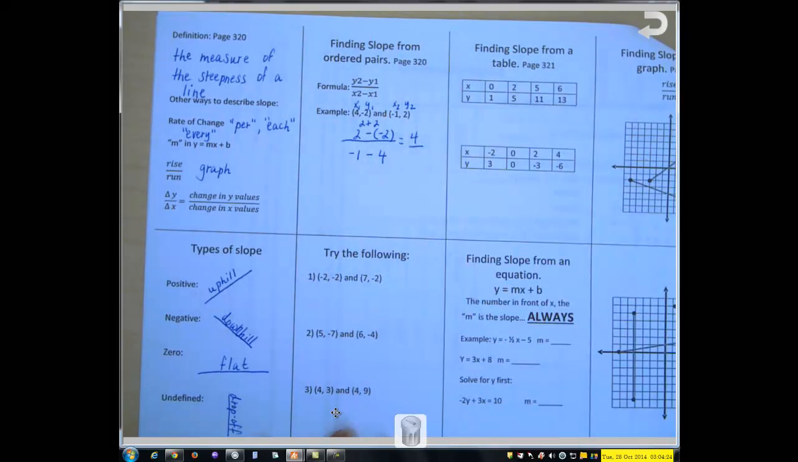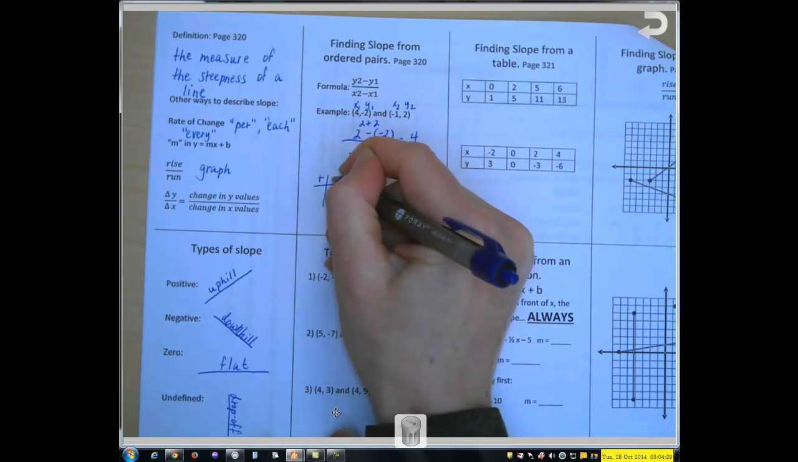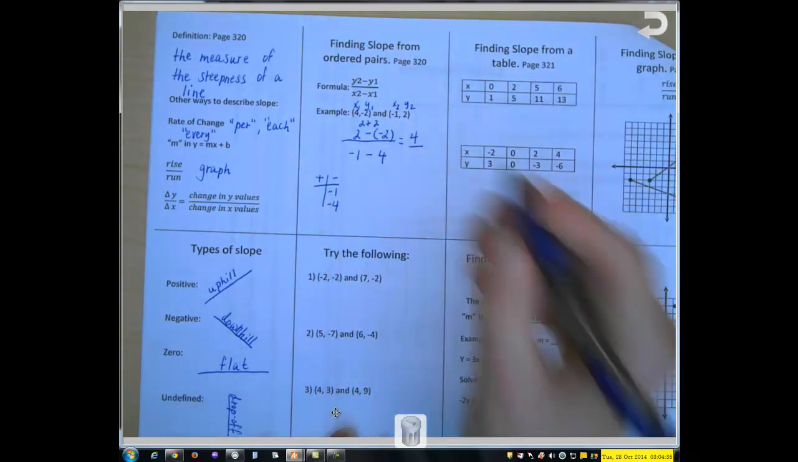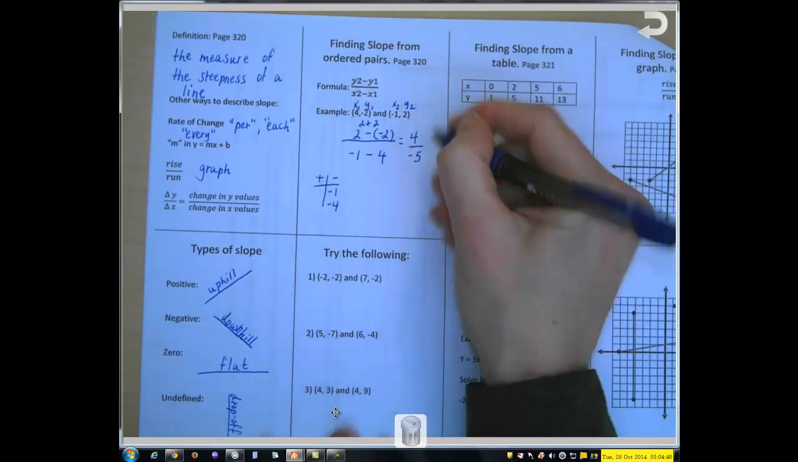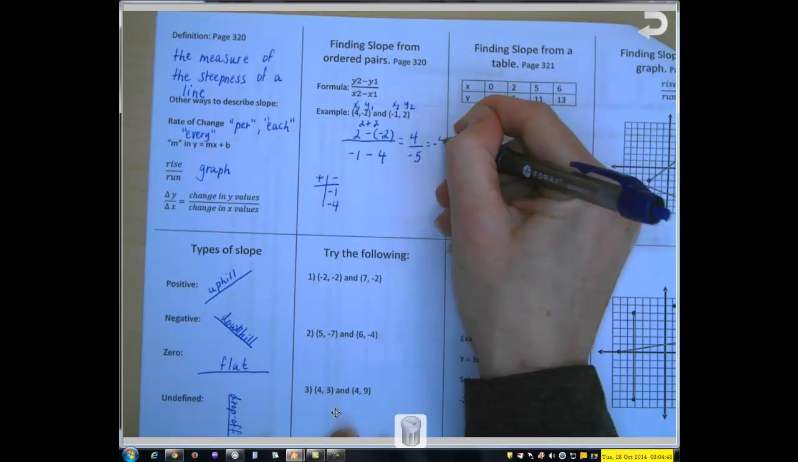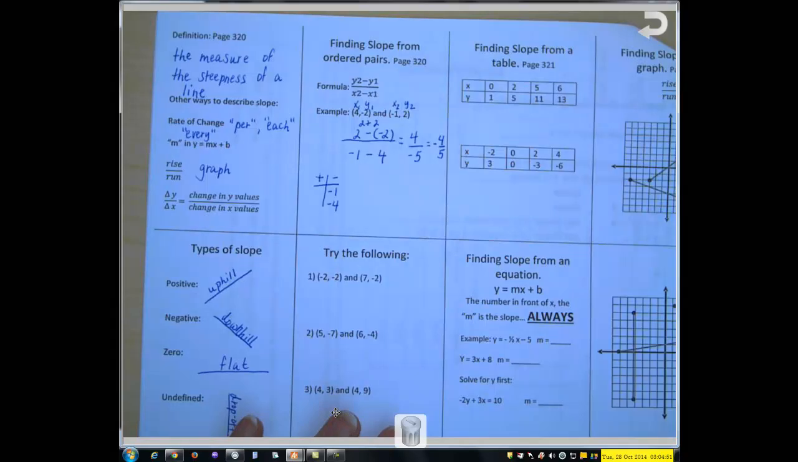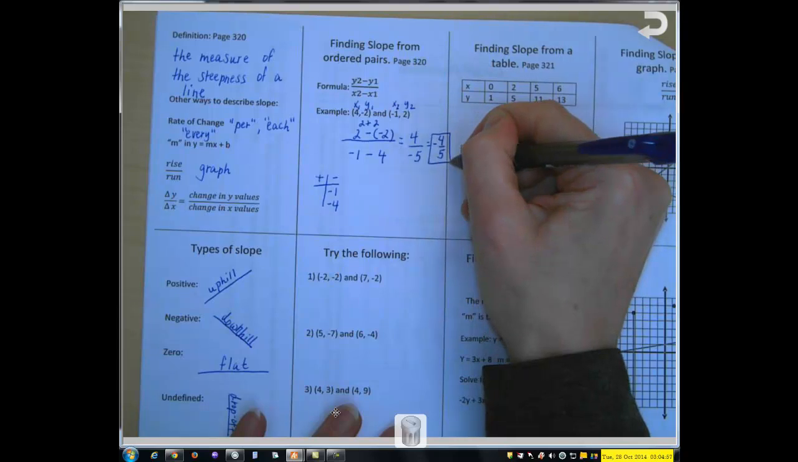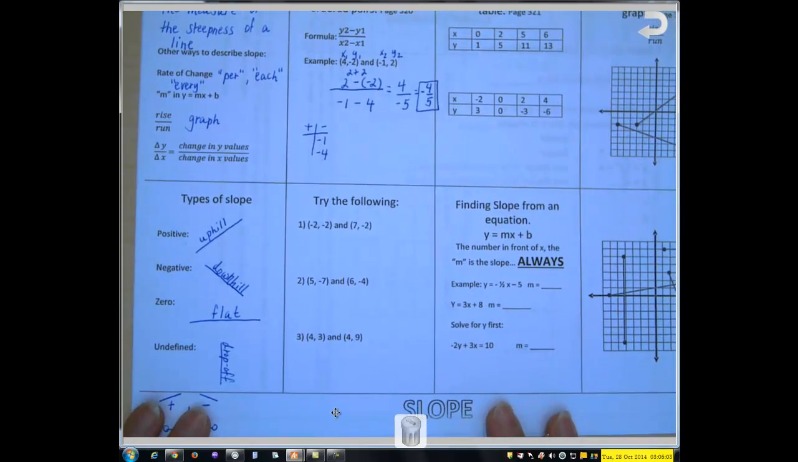Negative 1 minus 4, if we use our scoreboard, we have a negative 1 and a negative 4, so that would be a negative 5. And we can rewrite this as negative 4 over 5. We can kind of put the negative sign in the middle of the fraction. So our slope of the line between these 2 points is going to be negative 4 over 5. Okay, let's do some more examples using the slope formula.